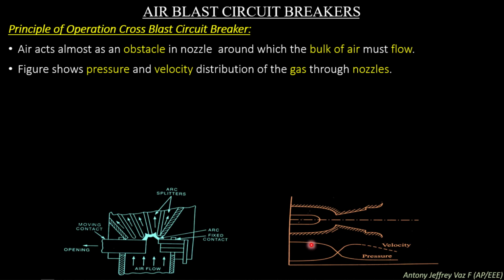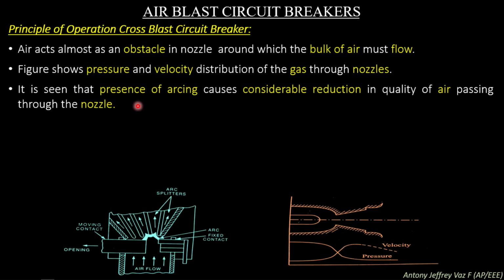The figure shows pressure and velocity distribution of gas through the nozzle. Here you can see the line which indicates the pressure, and this line indicates the velocity of the air flow through the nozzle which is present over here. Here the air is pumped out in this direction.